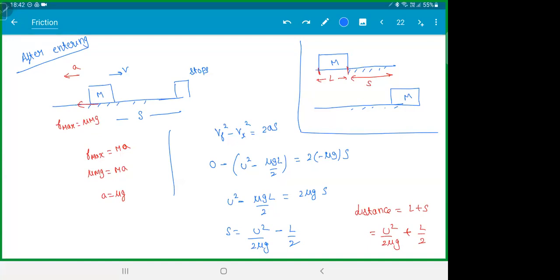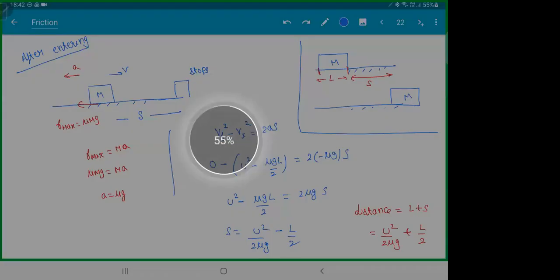So the main idea there is whatever part of the block is in the normal on the rough surface, only that normal reaction is responsible.